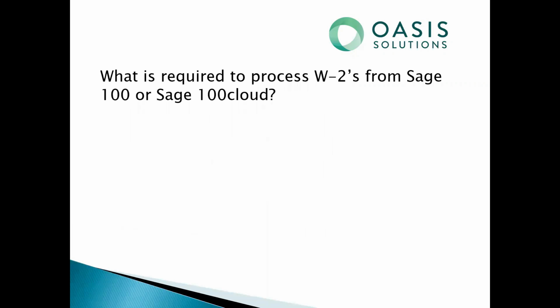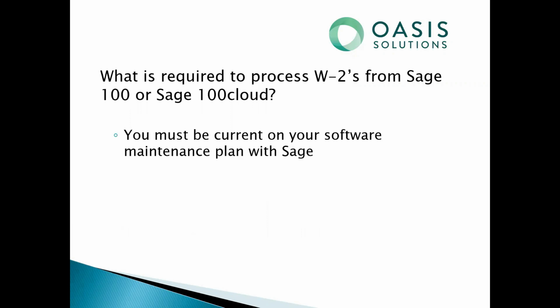All right, so at the baseline, the first thing you need to know is what's going to be required to process your W-2s from Sage 100 or Sage 100 Cloud. You do have to be current on your software maintenance plan with Sage in order to process through Atrix. Because Sage 100 Payroll is a subscription based license, you have to be up to date on that to even use Payroll. You should be up to date on your maintenance plan, so you should be covered there. You also have to have an active internet connection because it does go out and get information from Atrix while you are processing your W-2s.